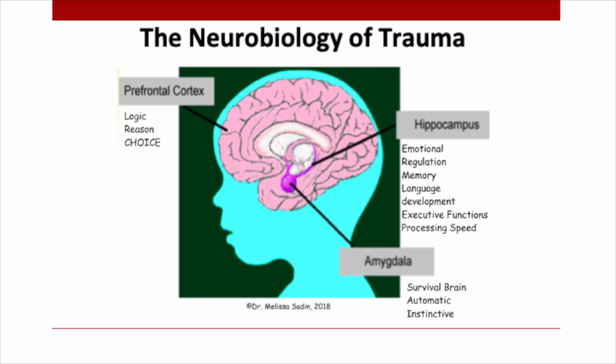The amygdala is the most ancient part of our brain and is also known as the reptilian brain. It has one job and one job only: our survival. It controls our instinctive fight, flight, freeze, and fawn responses when we perceive danger.